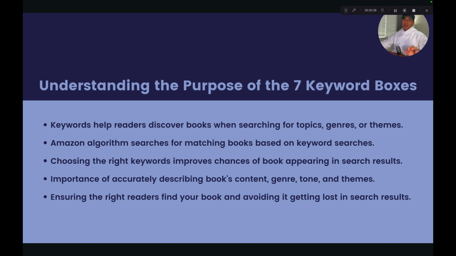But it's not just about using any random keywords. You want to choose the right ones that accurately describe your book's content, genre, tone, and themes. This will help ensure that the right readers find your book and that your book doesn't get lost in the sea of search results. Now that we understand the purpose of the 7 keyword boxes, let's talk about how to choose effective keywords that'll help readers find your book.